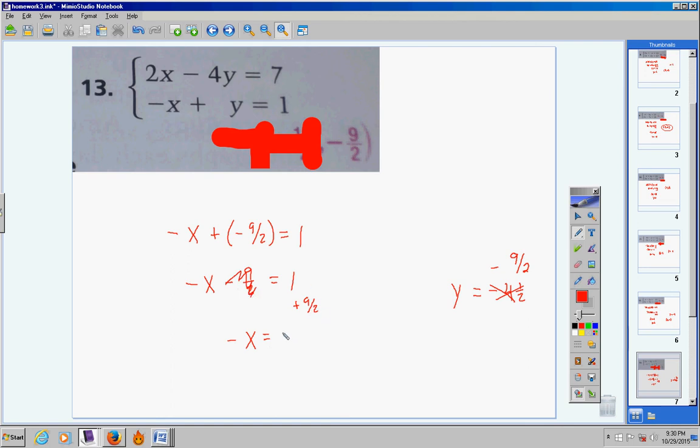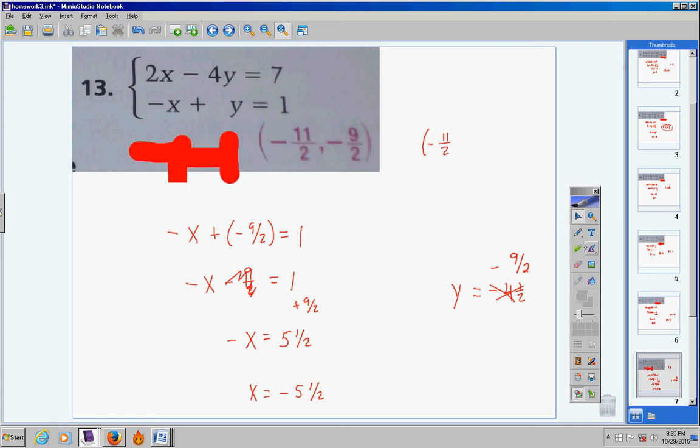So that's going to give you 5.5. If negative x equals 5.5, then x equals negative 5.5. Now they probably have an answer here of negative 11 over 2. Let's see. Yes, they do. So you're welcome to put negative 11 over 2 comma negative 9 over 2 for your answer, or if you want to put negative 5.5 comma negative 4.5, that's fine also.